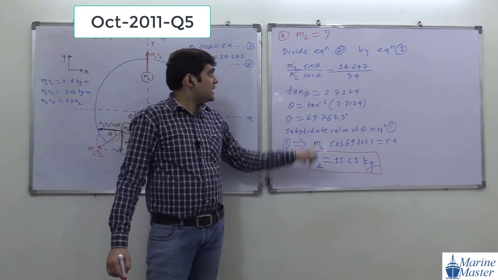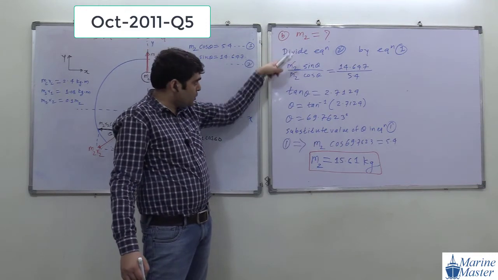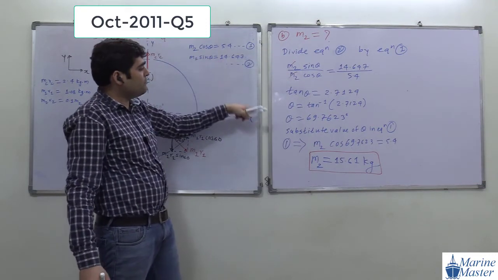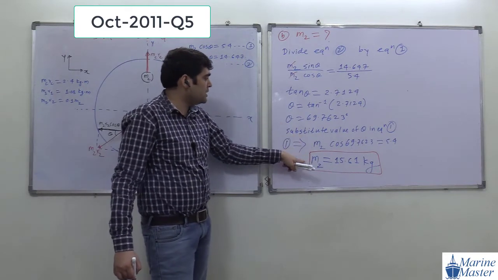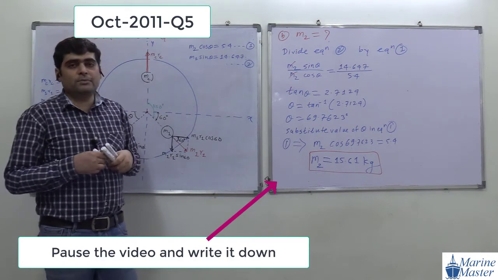Okay, please write down this point. From here, we have already written the target. So we divided equation 2 by 1, we got theta, and we substituted this value of theta in equation 1, and we got the mass. Please write down up to the mass.